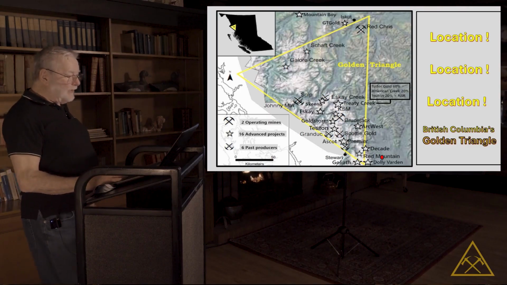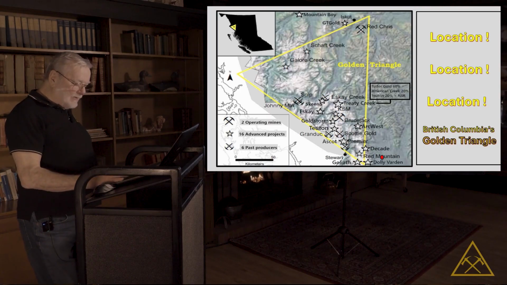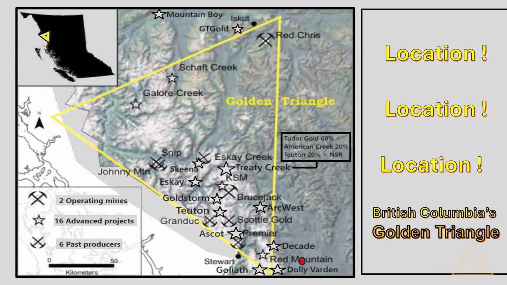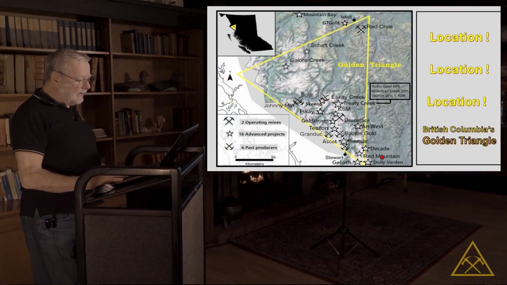So this is the location of the Golden Triangle in northwest BC, adjacent to the Yukon and Alaska borders. And there's 2 operating mines, 16 advanced projects, and 6 past producers that I identified a year ago.